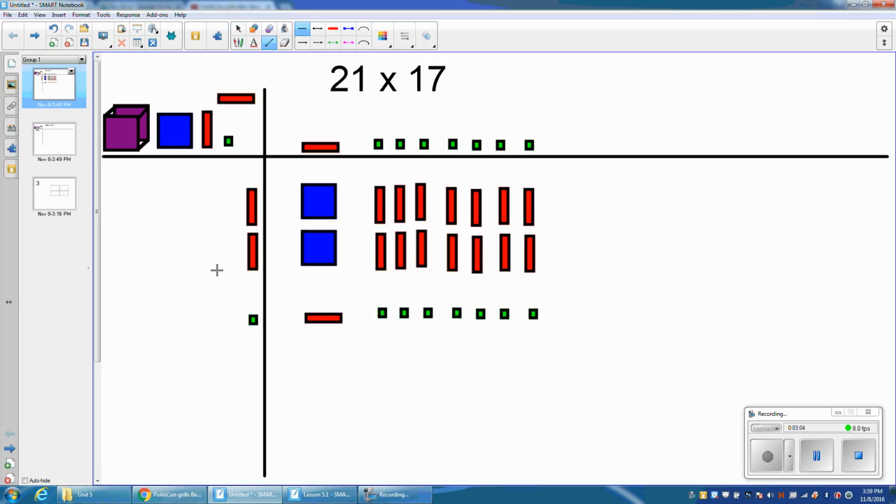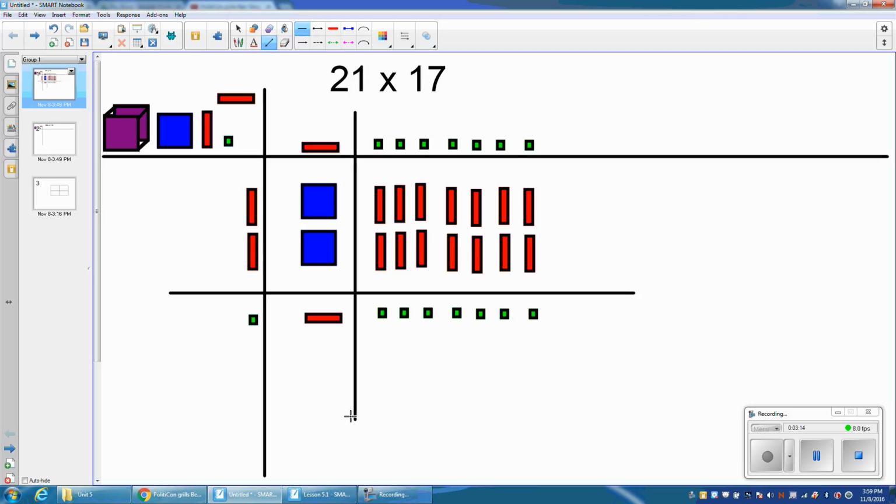If we break it apart by our place values, here's our tens place, here's our ones, I'm just going to draw a line between them. Here's our tens, here's our ones, I'm going to draw a line between that. We break it into these boxes, which I'll show you in just a moment. So there are 4 quadrants. Here's the first quadrant. So 20 times 10 is 200.